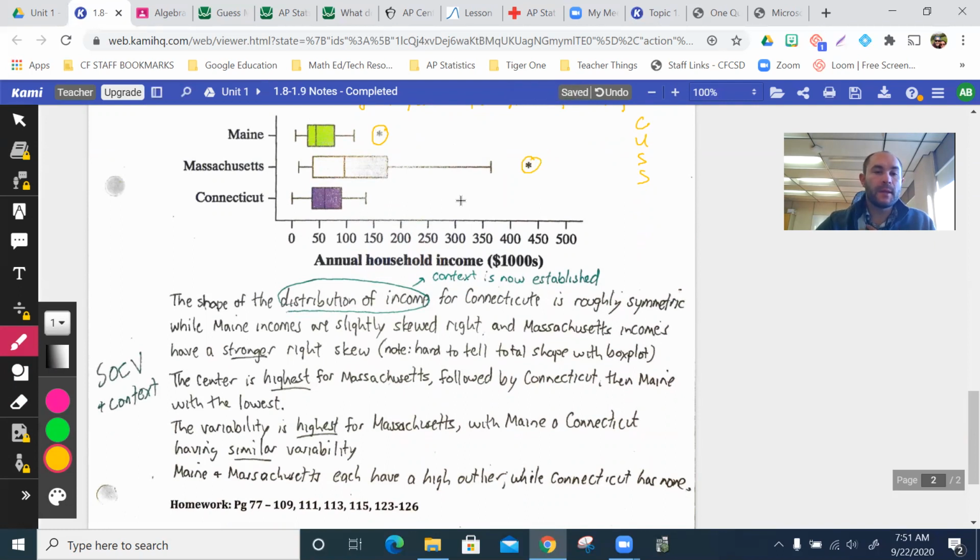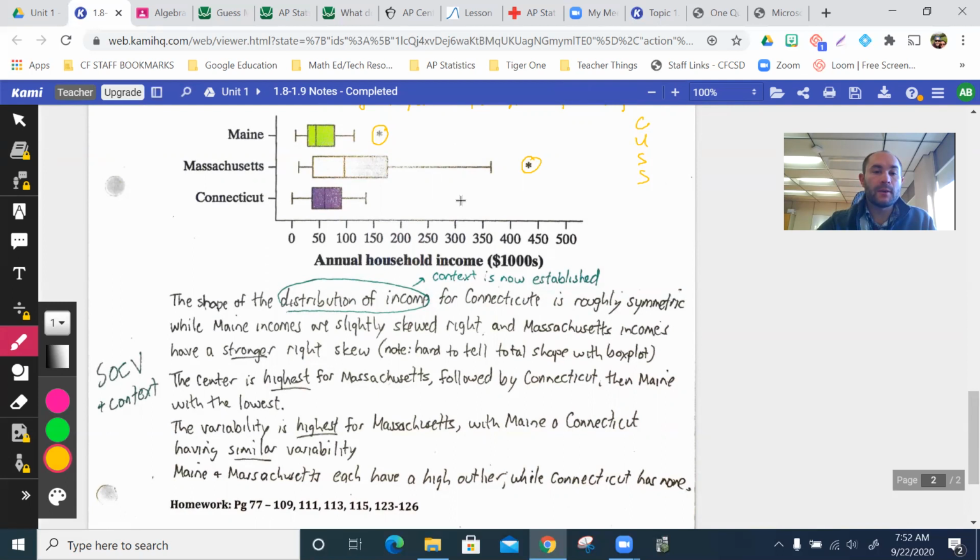Another thing that stands out to me when I first look at this is that Massachusetts has a long whisker right here, whereas Maine and Connecticut do not have that. So maybe that's something we need to point out when we compare. Other things I see are the minimums are pretty close to each other. They're not that far off. But the medians are different. Maine has a smaller median than Connecticut, which has a smaller median than Massachusetts.